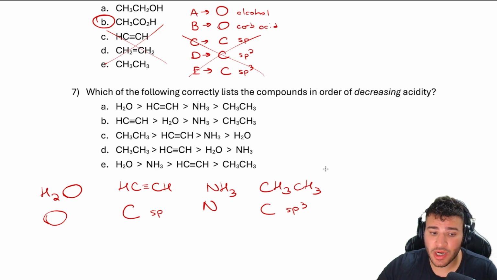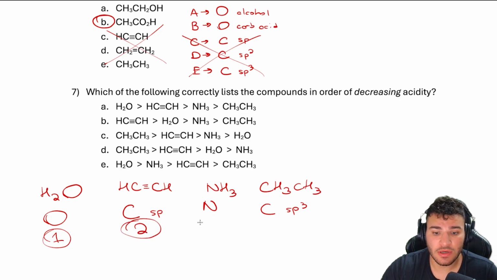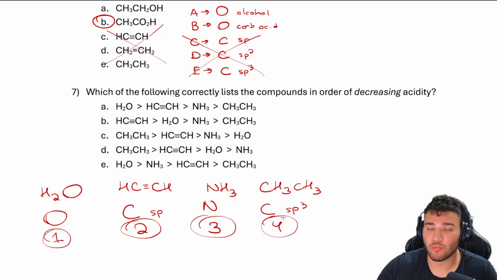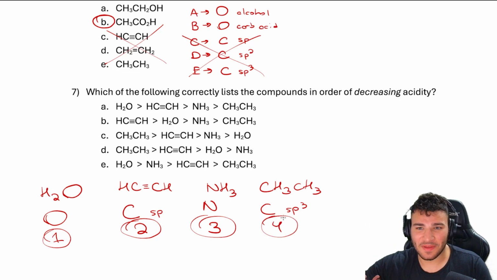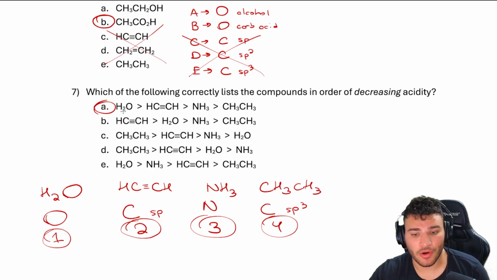And so because of that, we're going to rank oxygen number 1. The exception will rank the sp hybridized carbon as 2. And nitrogen, we're going to rank as 3. And the sp3 hybridized carbon, the weakest type of compound you'll ever find, is going to be 4. And so actually, the answer choice matches up our ordering perfectly.